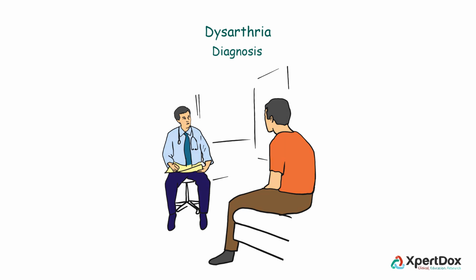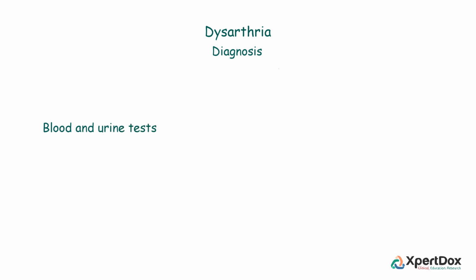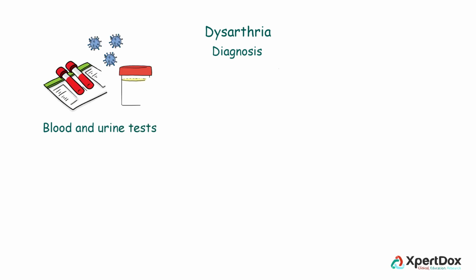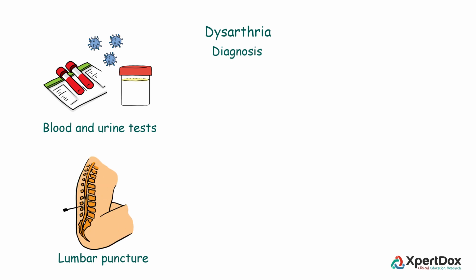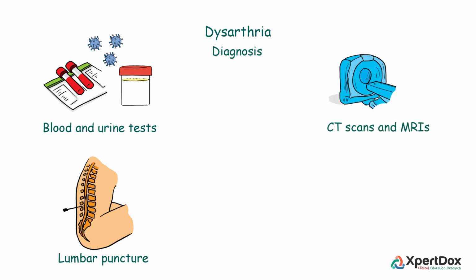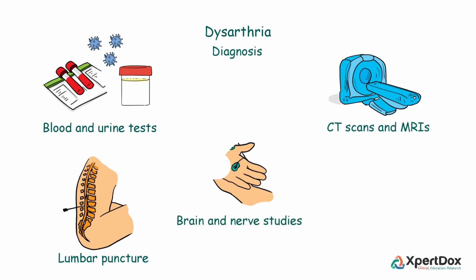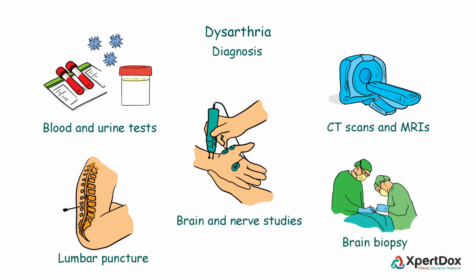These may include blood and urine tests to look for generalized infections and inflammatory conditions, a lumbar puncture to rule out infections of the cerebrospinal fluid and inflammatory conditions of the central nervous system, imaging tests such as CT scans and MRIs to rule out lesions and tumors, brain and nerve studies to monitor electrical activities in the brain and peripheral nerves, and a brain biopsy if a tumor in the organ is suspected or to analyze the brain tissue.